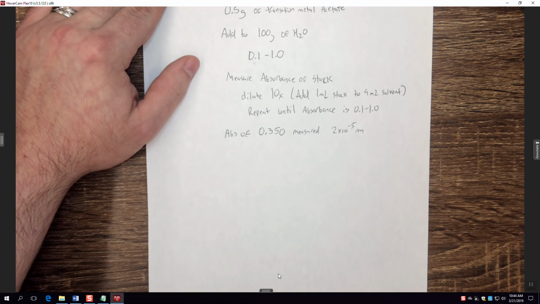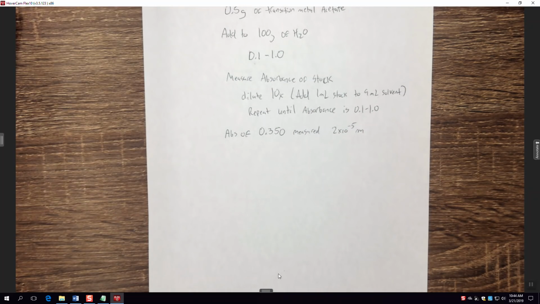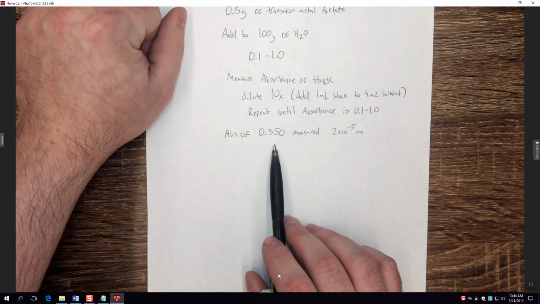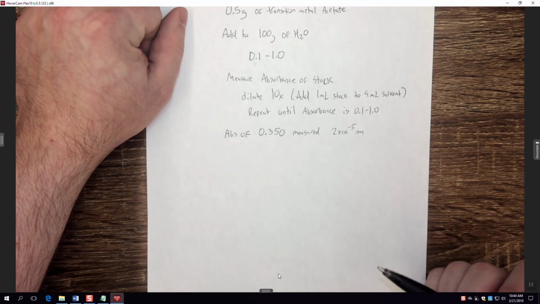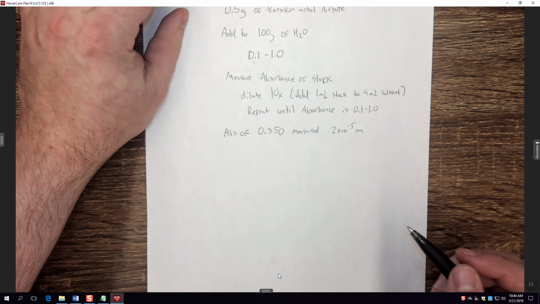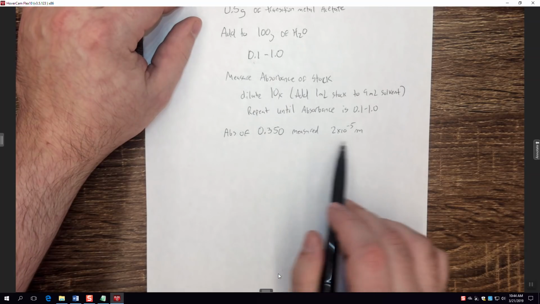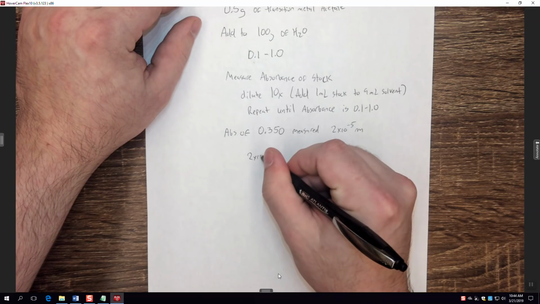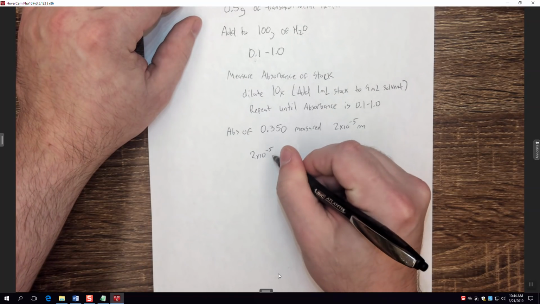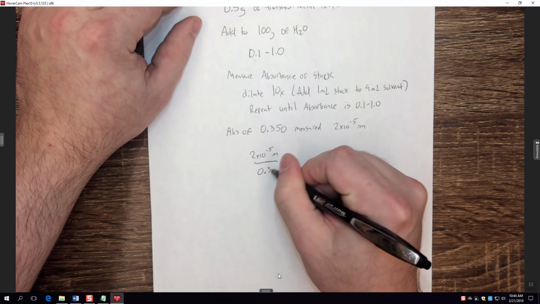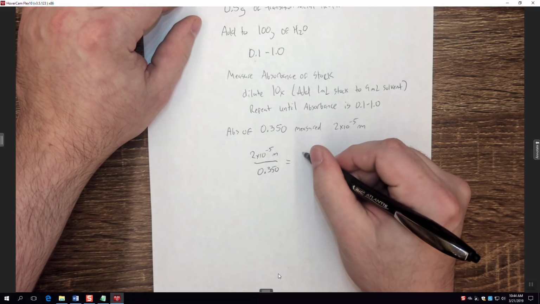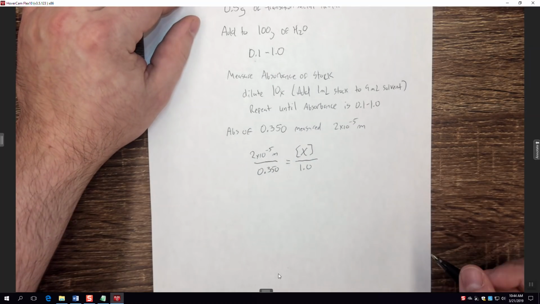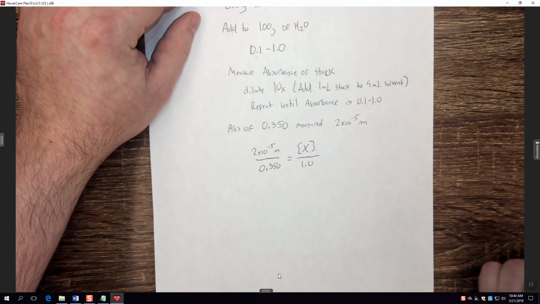So we've figured out that that is a true statement based on the work that we did in the experiment. So now we want to figure out how to make a solution whose absorbance is around 1 molal. To do that, we're going to set up a proportion. Because we know that the absorbance is linear over this range, we can say that as 2 times 10 to the negative fifth molal is to 0.350 absorbance units, some concentration X is equal to an absorbance of 1.0.